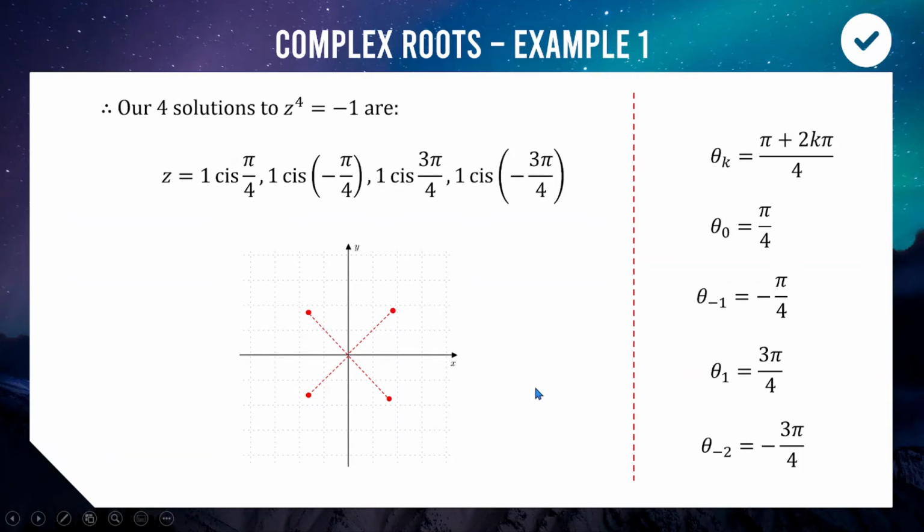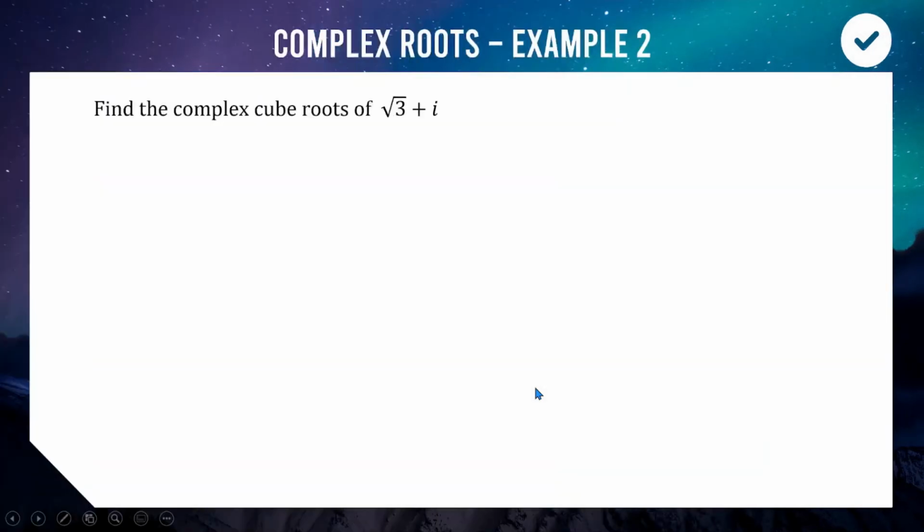Okay, let's do another example to build some more confidence with this new idea. This time we're finding the complex cube roots of the complex number root 3 plus i. What that means is we are essentially trying to find a value of z such that z cubed is equal to root 3 plus i. Our process for this is going to be the same as what we did in the last example. We're going to write both sides of the equation in polar form, compare and solve, and we're going to be looking for 3 distinct solutions.